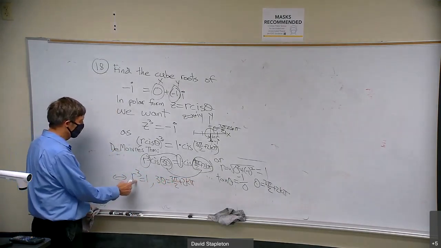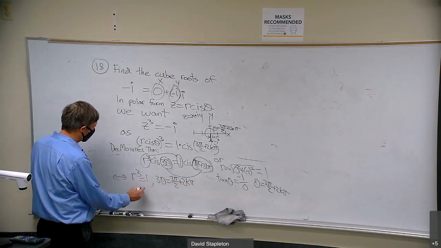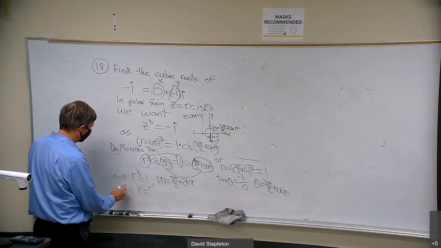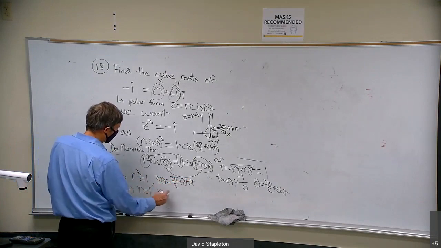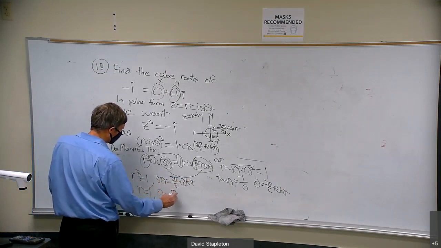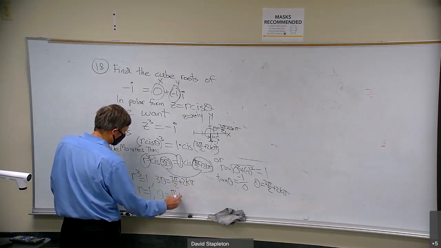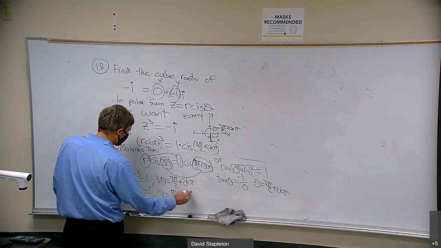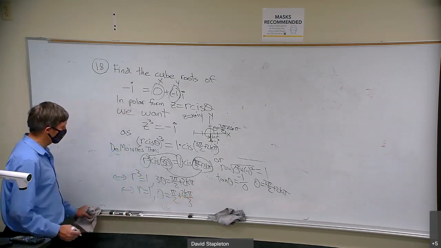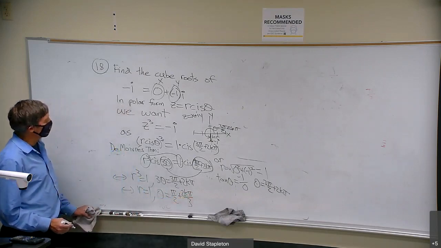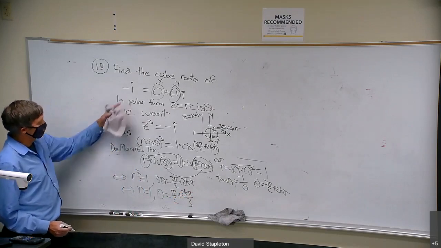Well, r is the real number distance. Its cube root is 1, so r has to be 1, the real cube root of 1. And then theta, by dividing both sides by 3, is pi over 2, 1/3 of this one, plus 1/3 of this one, 2k pi over 3. There's the r and theta for all cube roots of negative i.